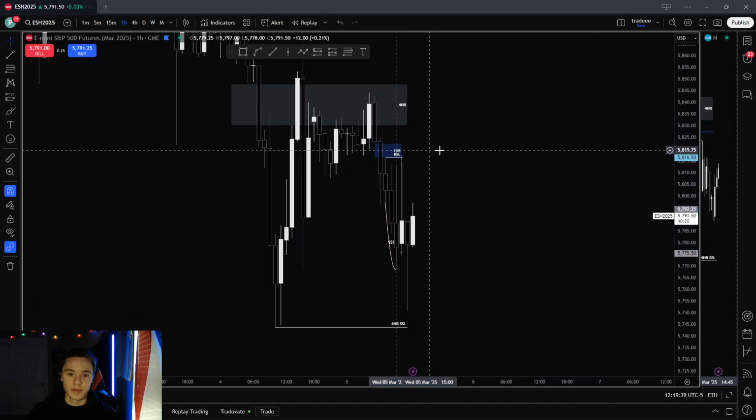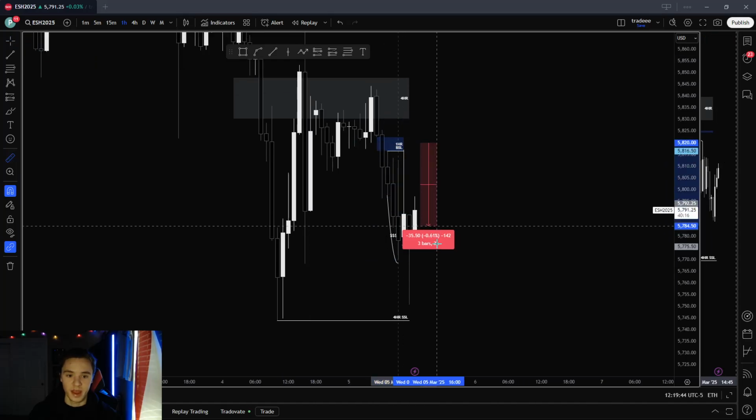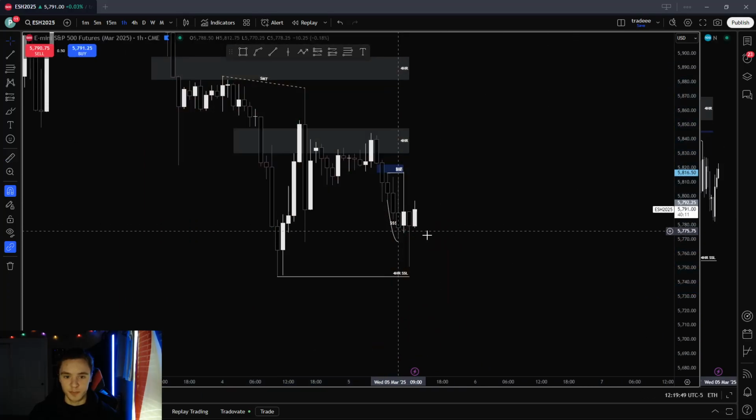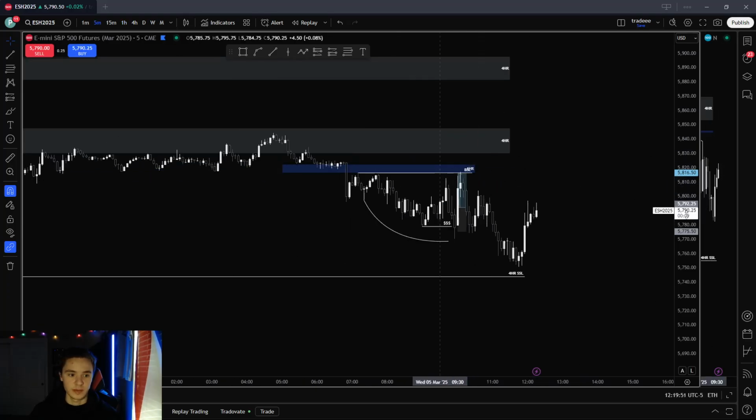We opened up this 1-hour BISI, and I wanted to see some sort of pullback to a higher time frame value gap, and then from there to sell off to this 4-hour sell side liquidity, because like I said, I am bearish. But this was a retracement model.